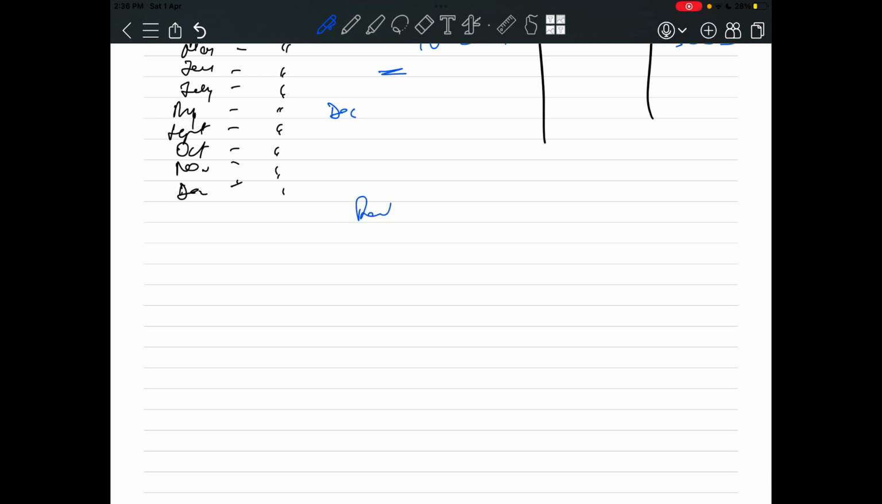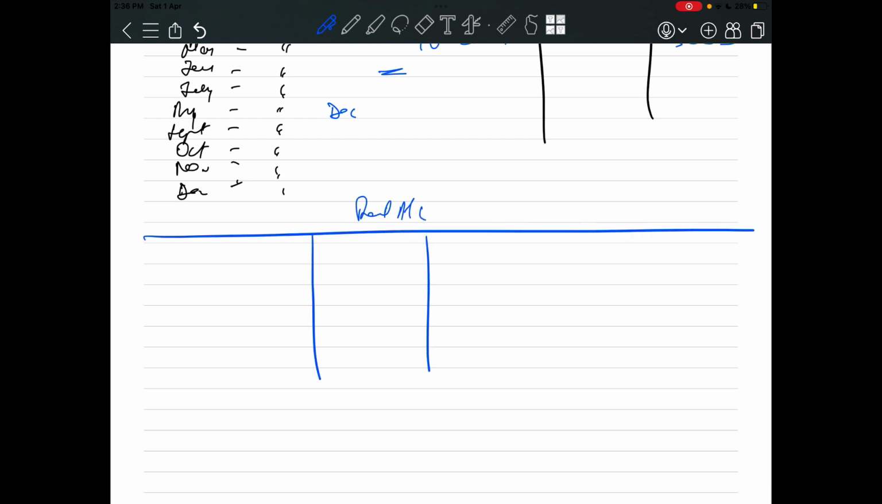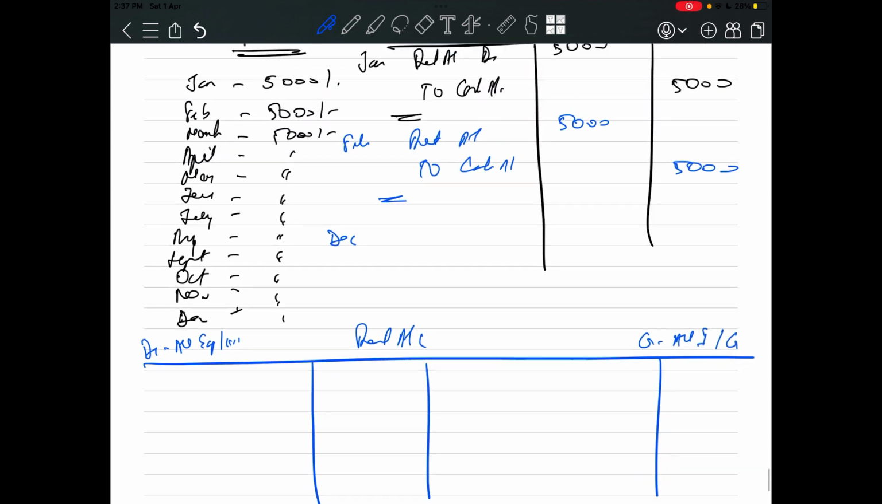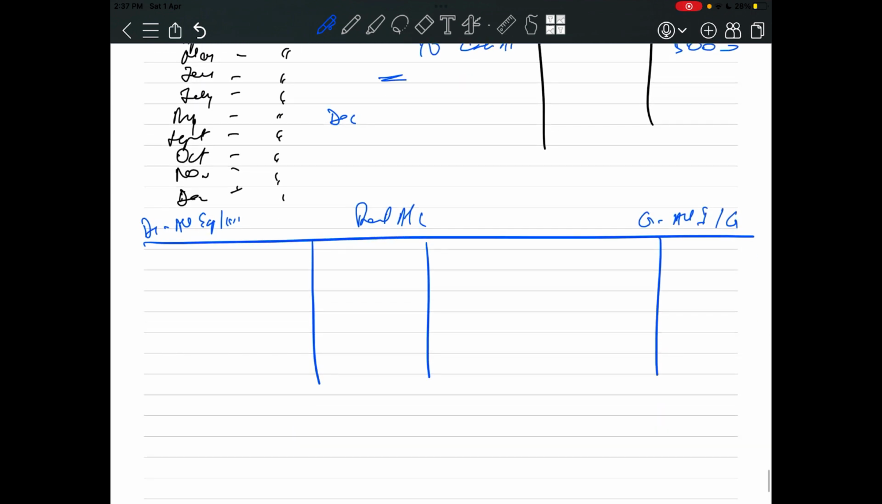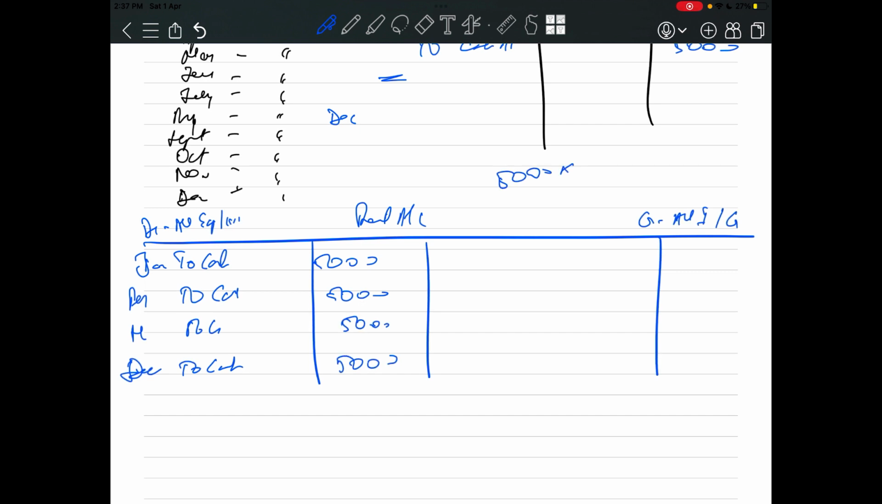Now when we prepare the rent account, you know that rent is a nominal account. The rule is debit all expenses and losses, credit all income and gain. So basically this rent is a loss for us, right? We are paying cash for the rent, so the entry will come here as to cash, 5,000. And again on February to cash 5,000, March to December to cash 5,000. So this way you are paying 5,000 for 12 months, so you are paying 60,000 rent for the year, January to December.